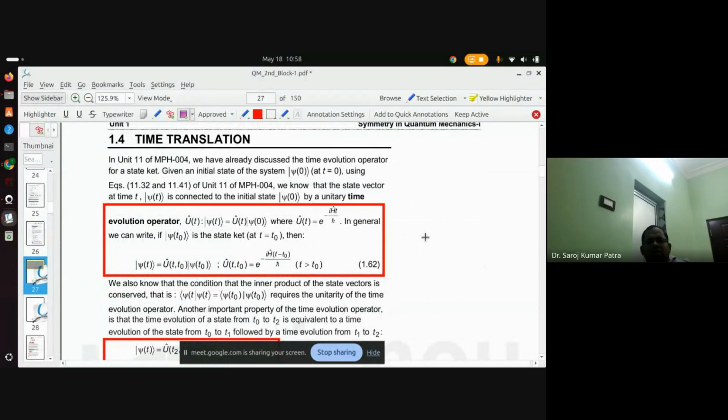But in this quantum 2, the most interesting part would be WKB approximations and perturbation theory, which possibly I will discuss next week.